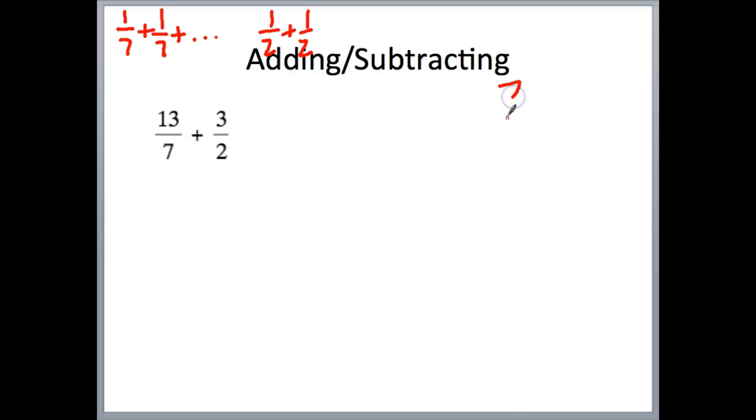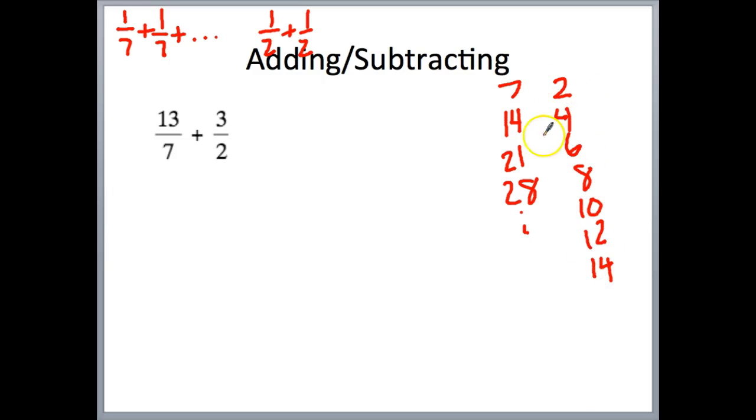So we can list them out. 7, 14, 21, 28, and so on, right? Those are all multiples of 7. 2, 4, 6, 8, 10, 12, 14, multiples of 2. I noticed that the least common multiple is 14. So that's going to be my common denominator.